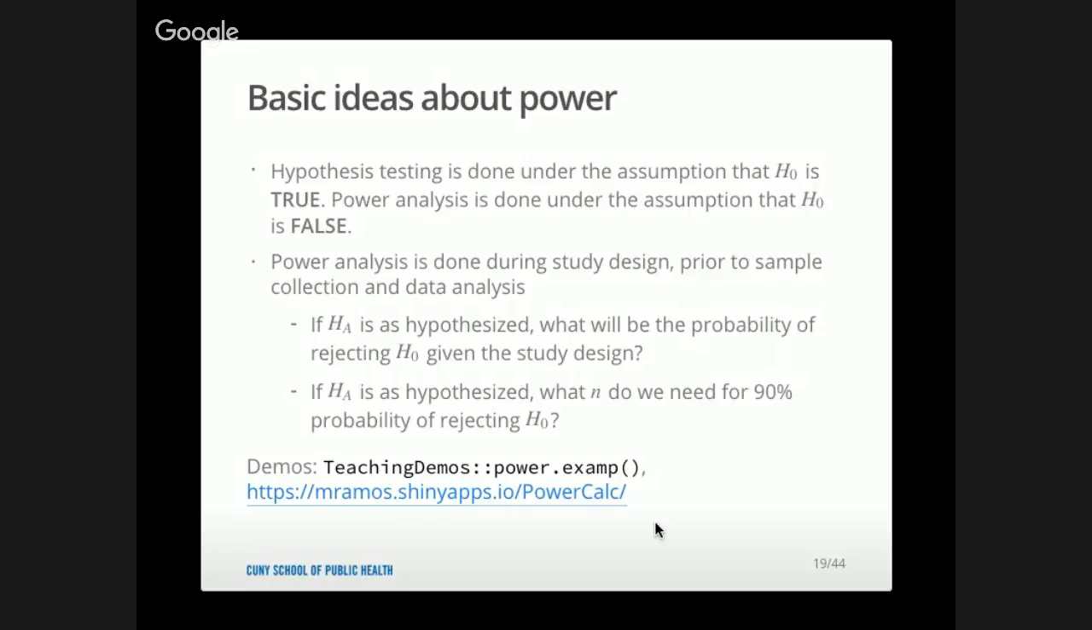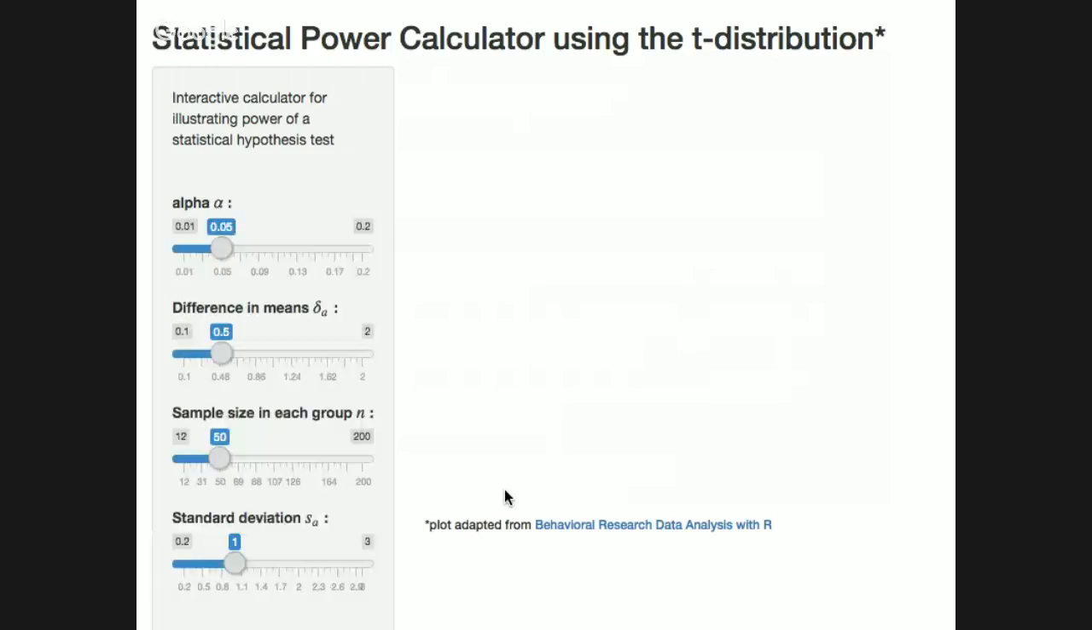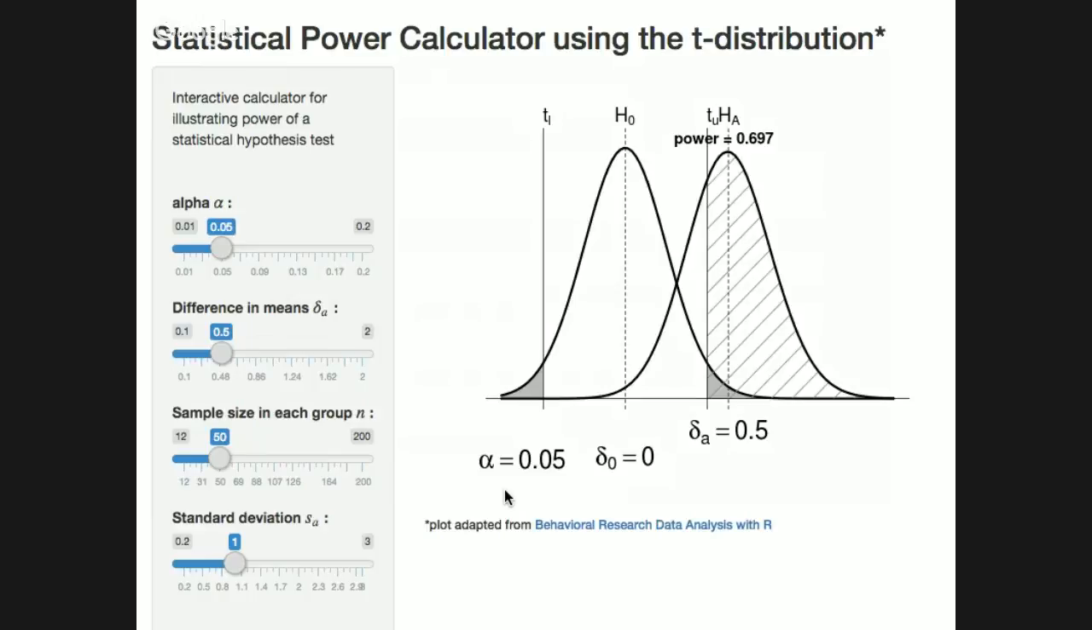And I find visual demos really helpful for understanding power. This is a Shiny app that I'll demo right now. There's also a nice one within R in the teaching demos package. I'm going to open up the Shiny app. Okay, so we have a plot of two distributions here. There is the alternative hypothesis that we're going to assume is true, and then there's the null hypothesis, which is the one that we're going to use when we perform our hypothesis test in the future.